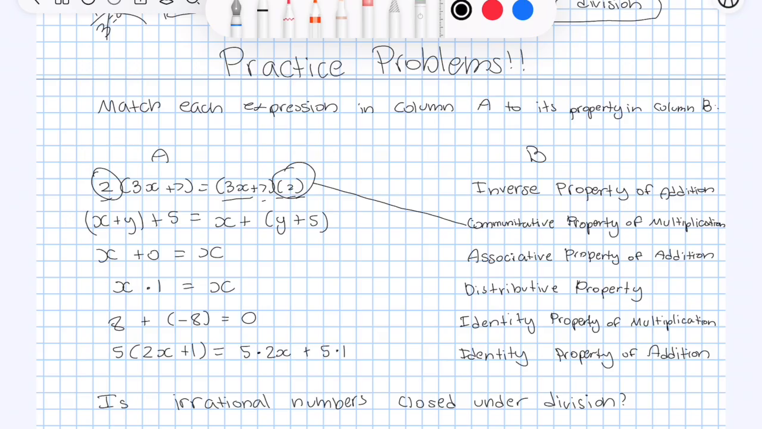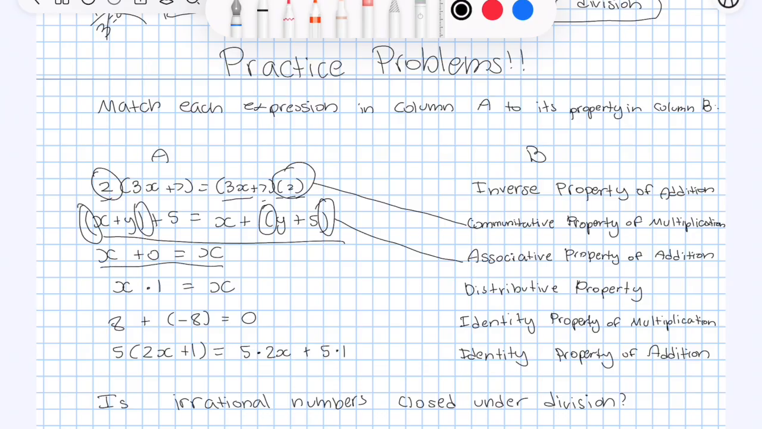Next, we have (x plus y) plus 5 equals x plus (y plus 5). Here, the order of the numbers is not changing, but the position of the parentheses is, making this one the associative property, because the groupings are changing, but the order is not.